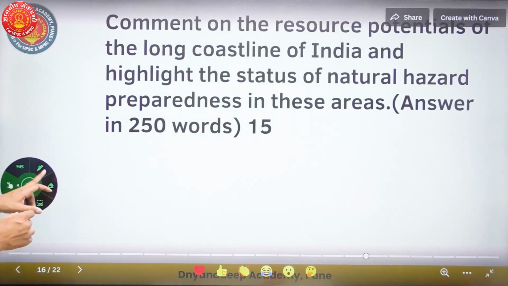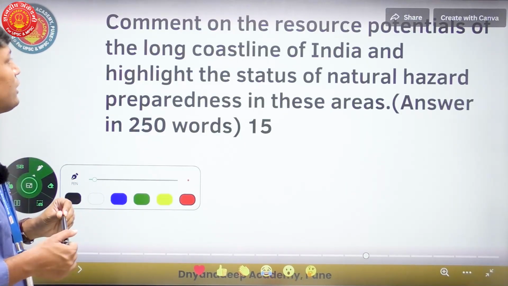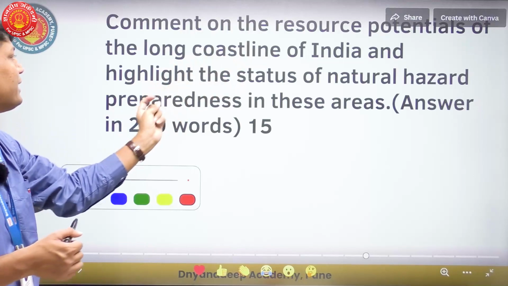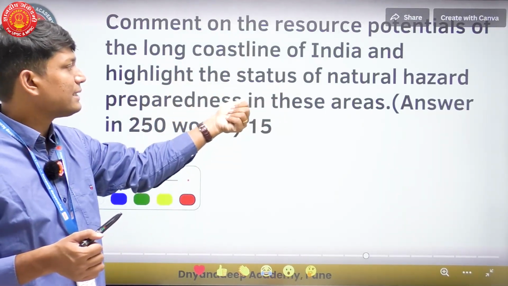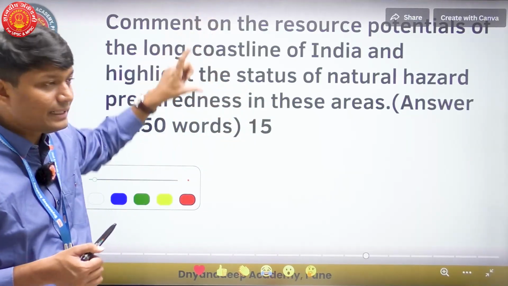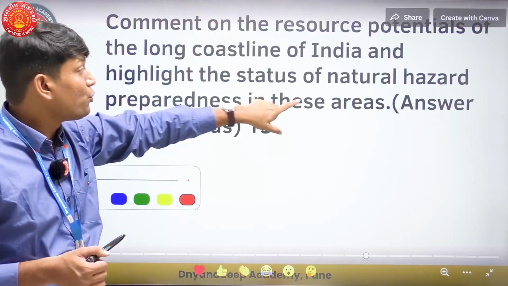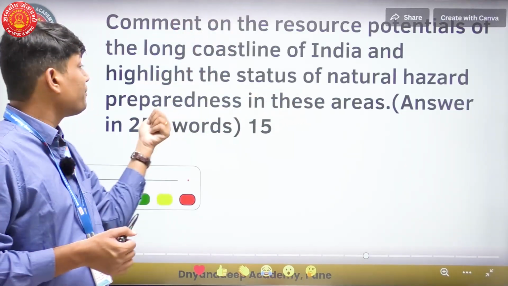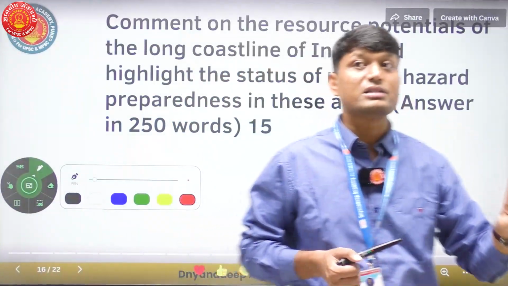Further, we move on to geography again. Comment on the resource potential of the long coastline of India. Highlight the status of natural hazard preparedness in these areas. Very specific. Both parts are not as interrelated. If you look at the first part, it is talking about resources. If you talk about the later part, natural hazard preparedness, I can call this GS paper 3's disaster management.